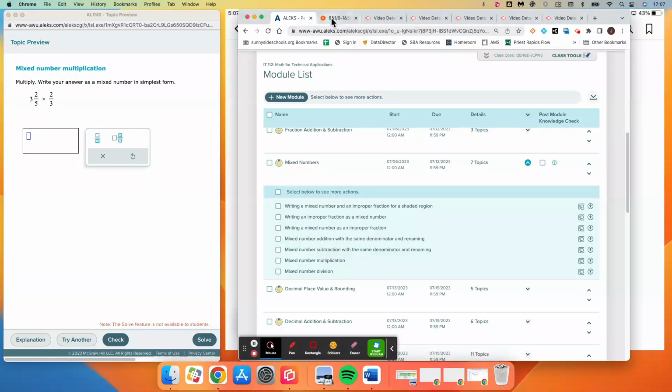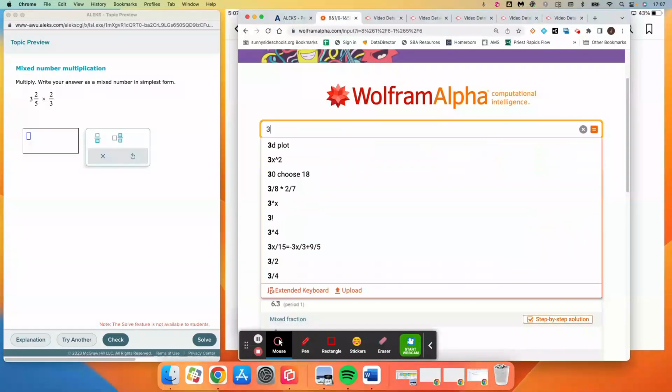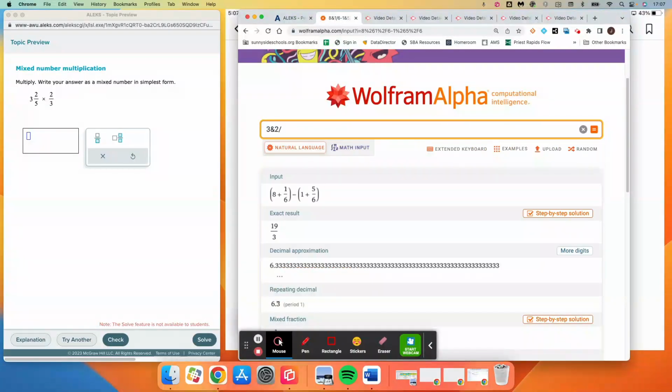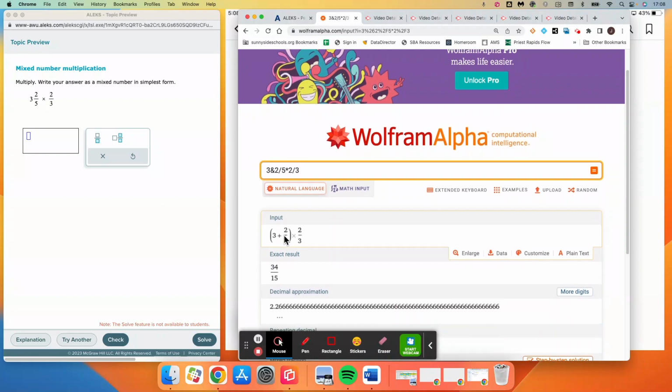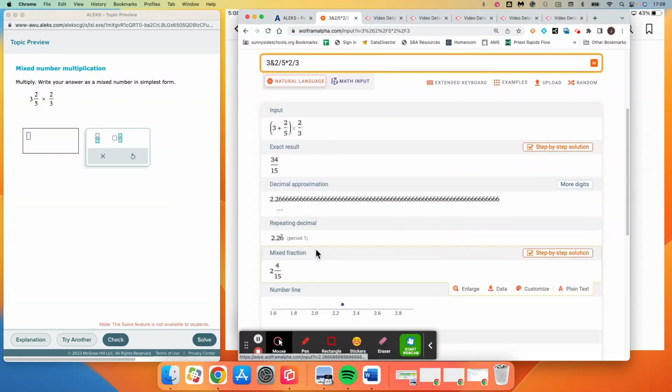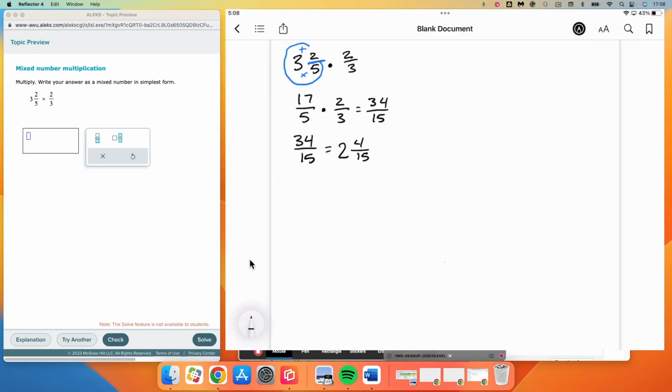As I've been demonstrating in other videos, Wolfram is a great tool to use to check here. 3 and 2 fifths times 2 thirds. Again, always check your input to make sure that it matches what you thought you put in there. Wolfram gets 2 and 4 fifteenths. So did we.